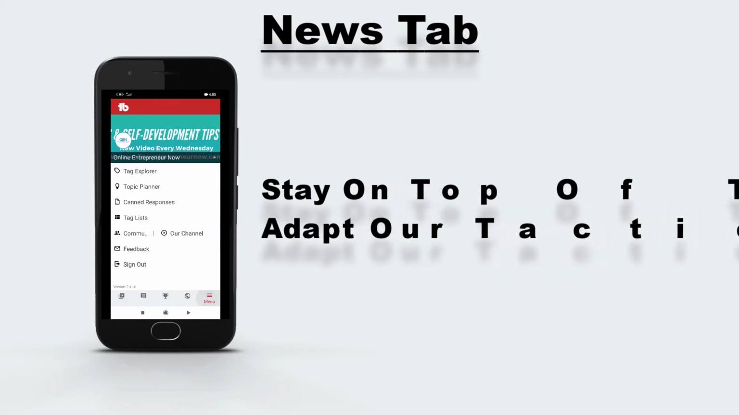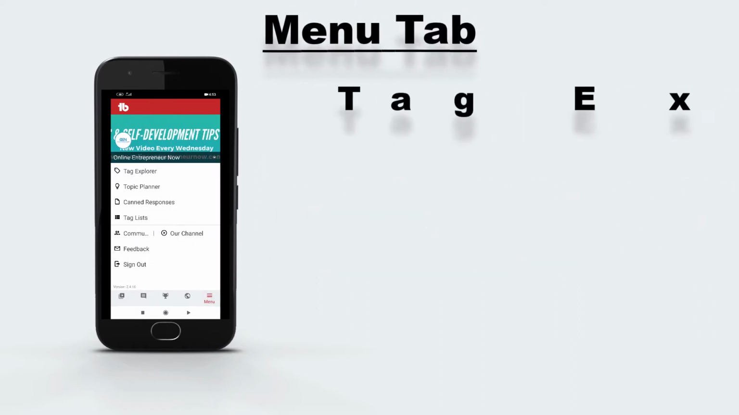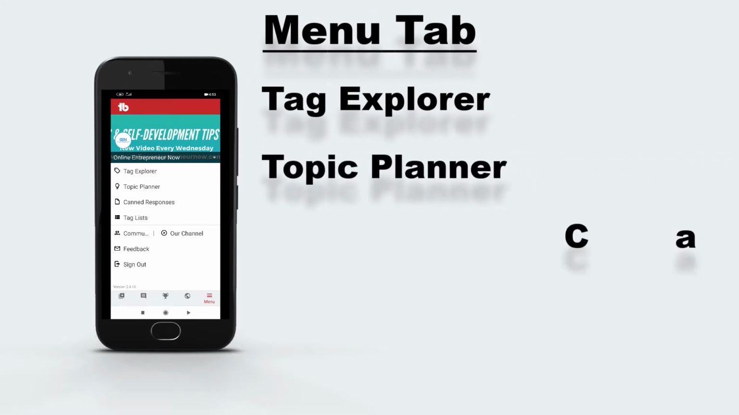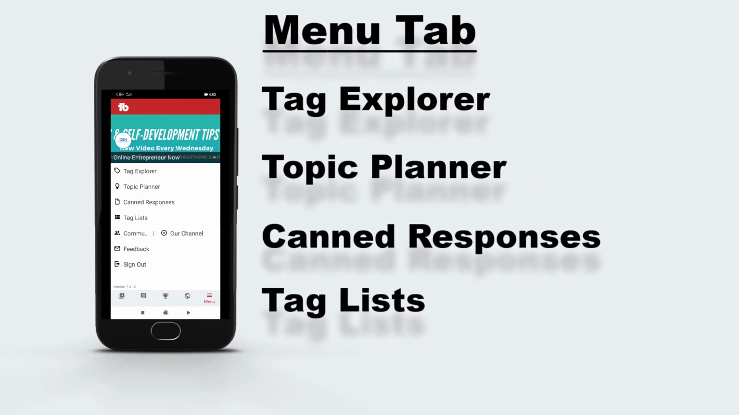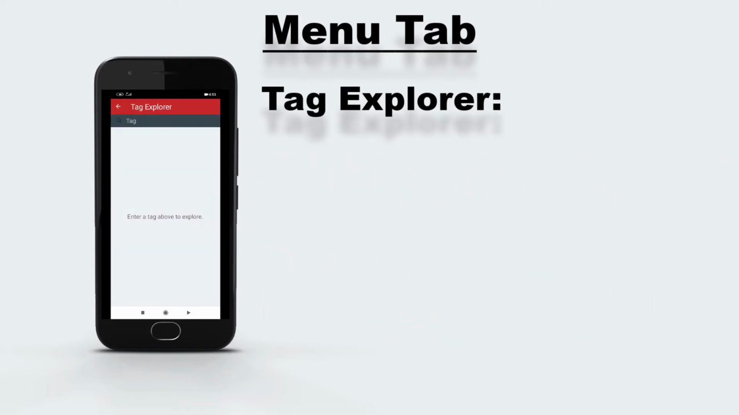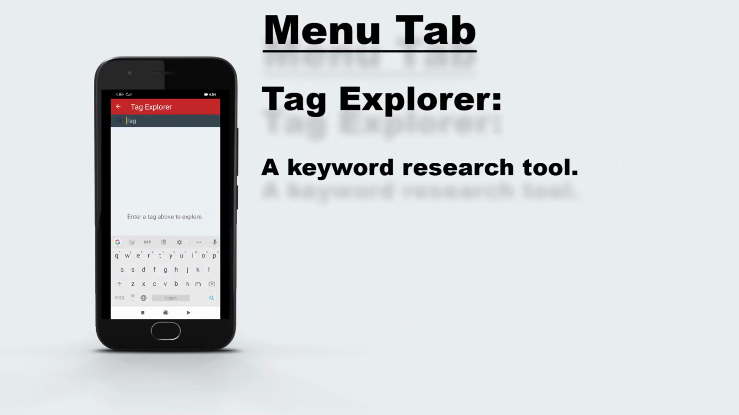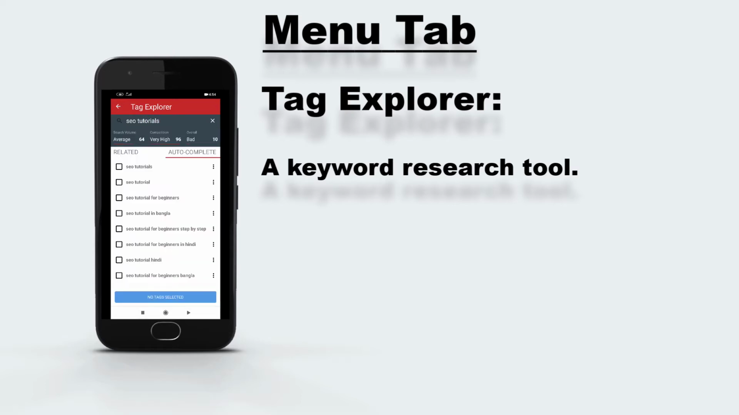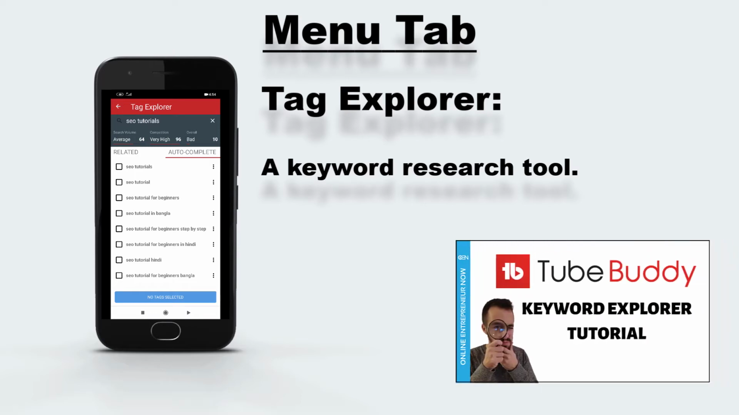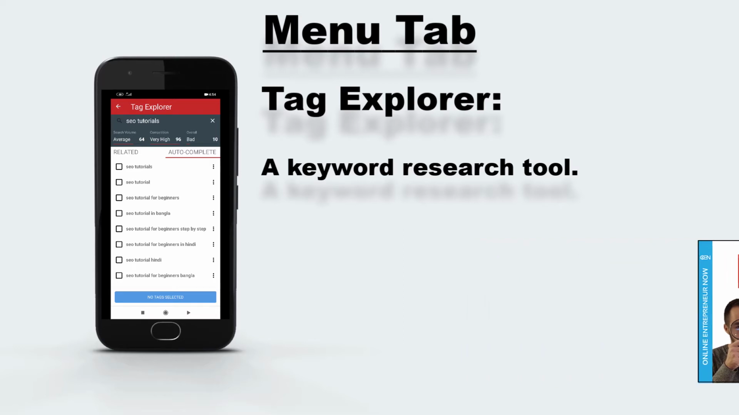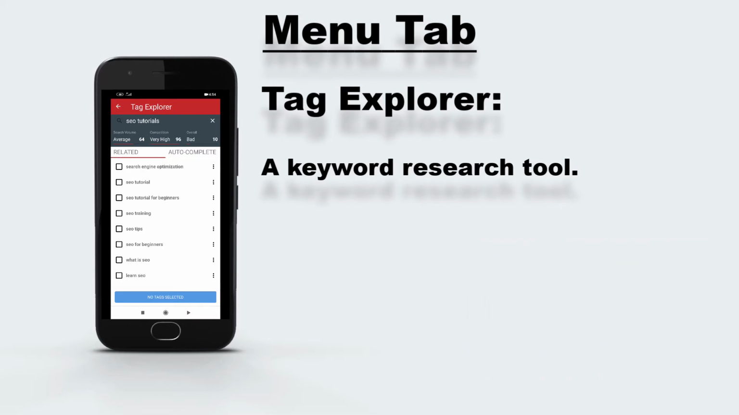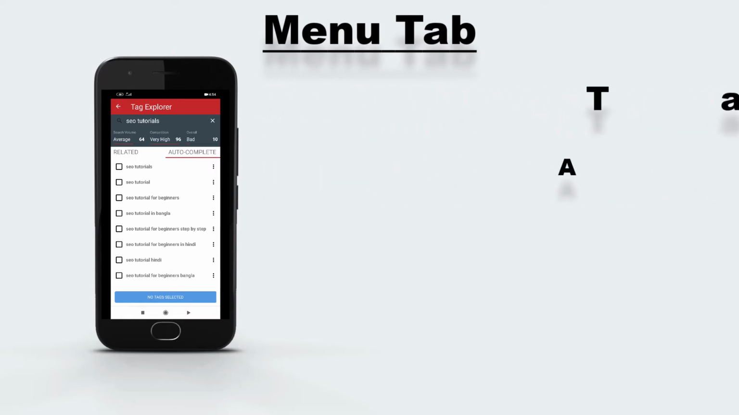The last tab is the menu tab, where we have 4 tools: the Tag Explorer, the Topic Planner, canned responses, and tag lists. The Tag Explorer is a keyword research tool just like the browser tool called Keyword Explorer. Here you'll be able to input a word or a phrase and see a score that is given by TubeBuddy. You can watch this video where I talk about doing keyword research with TubeBuddy in more detail. Additionally to that score, the Tag Explorer also gives us related searches and autocomplete from YouTube.